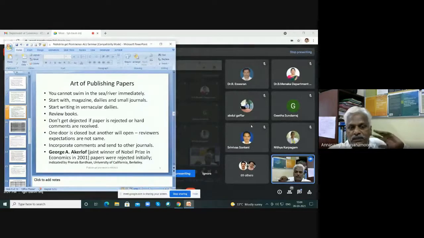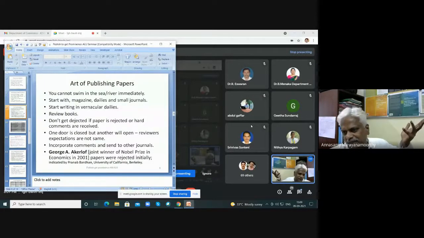Incorporate the comments and send to other journals. I did, I am doing. It will click. Even if the other one rejects, you try for a third journal. We do not have only one journal. There are many doors, an endless number of doors. If Indian doors are closed, foreign doors will open.